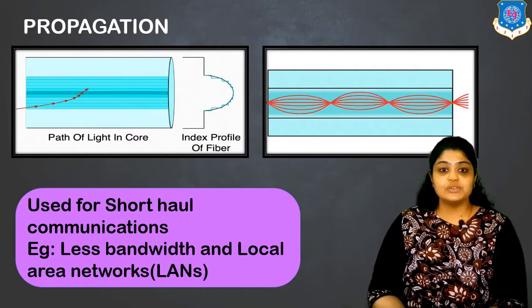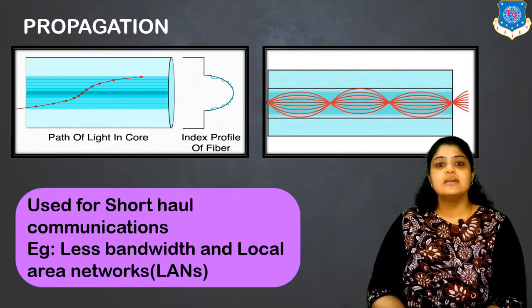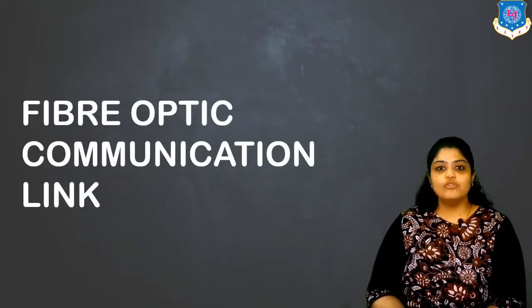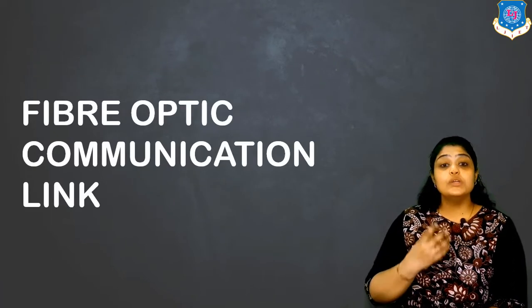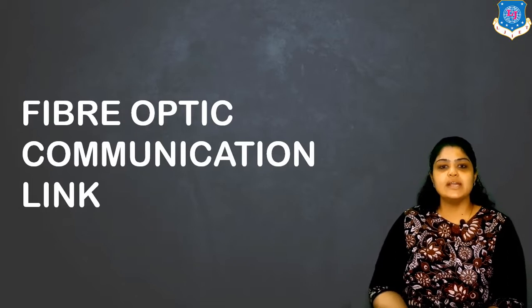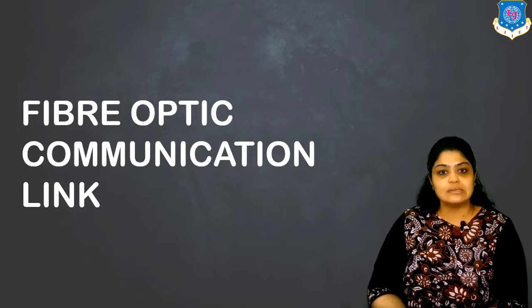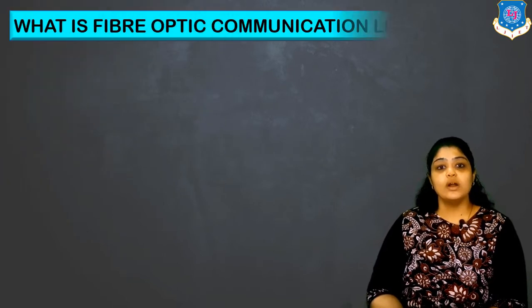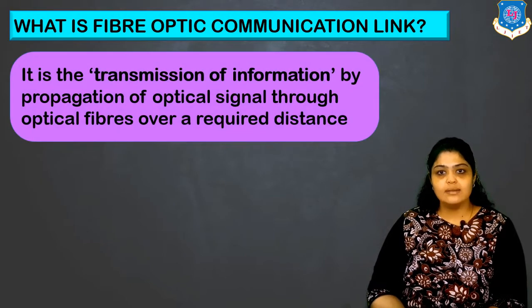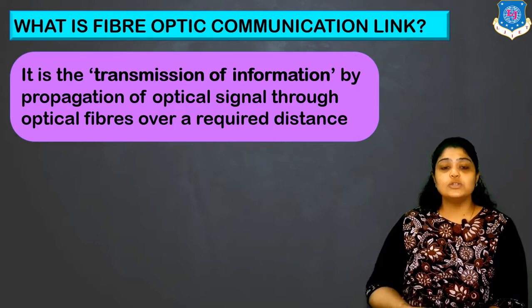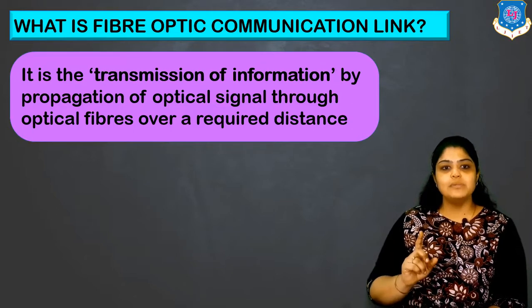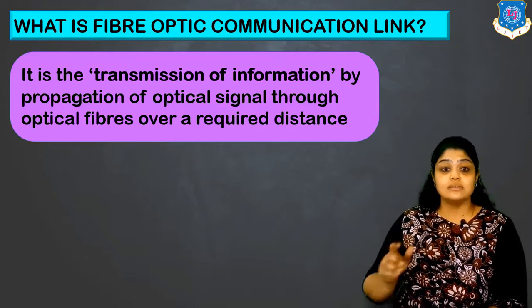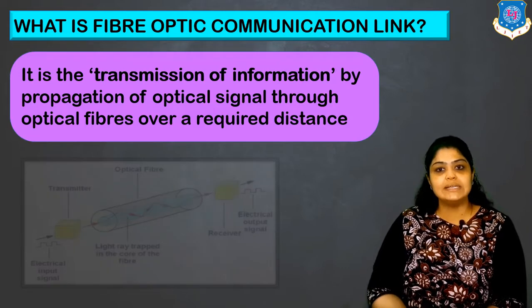So these were the 3 fiber configurations. Now let us move on to fiber optic communication link. So it's a small topic which will explain you how fiber is used in communication systems. So let's start with what is a fiber optic communication link. It is transmission of information by propagation of optical signal through optical fibers over required distances. This is the meaning of fiber optic communication link.